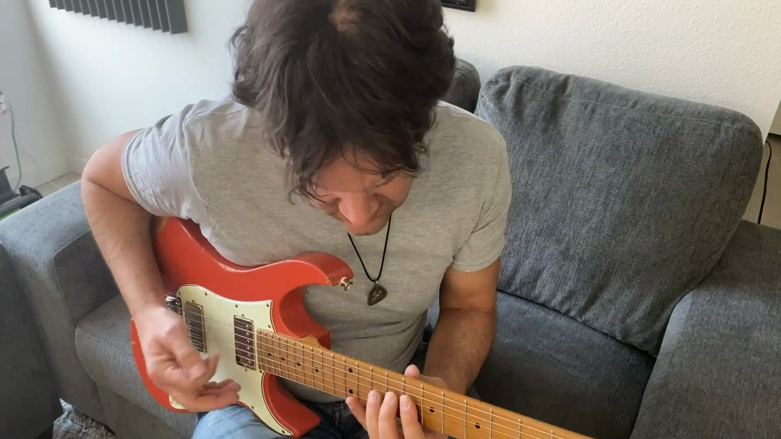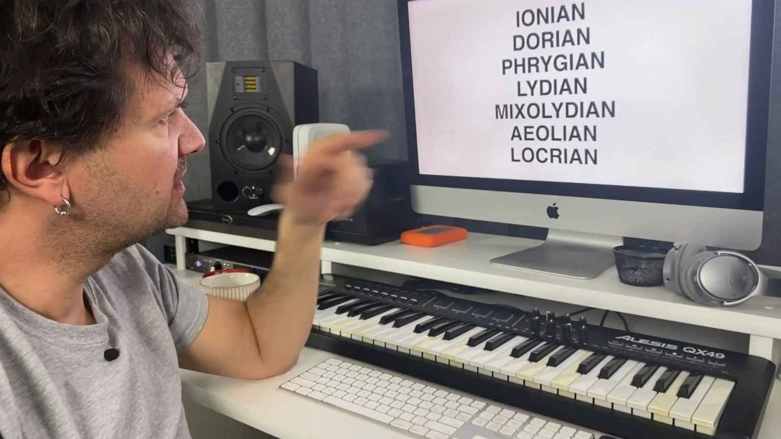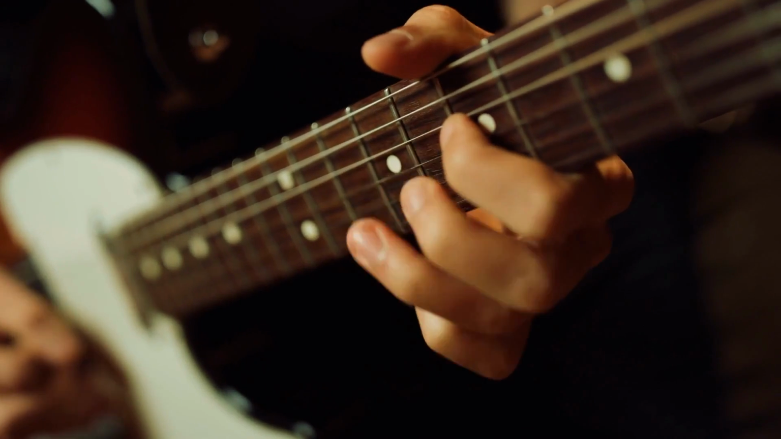So this begs the questions: why are so many players confused about modes? What is the right way to understand modes? And most importantly, how can you use that knowledge to help you express yourself on the guitar? First things first, I want you to understand why so many guitar players are confused.